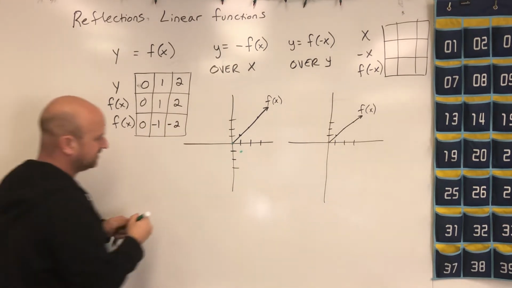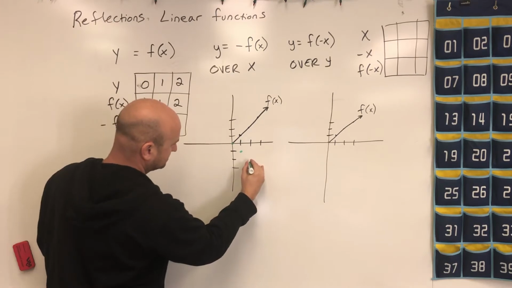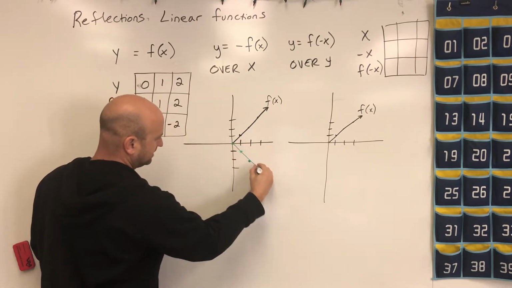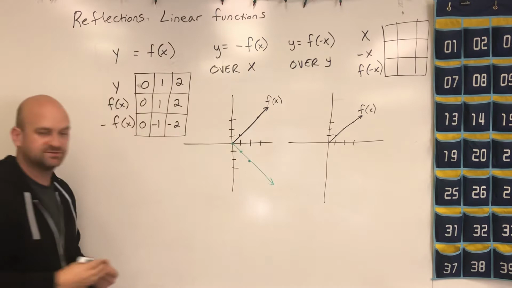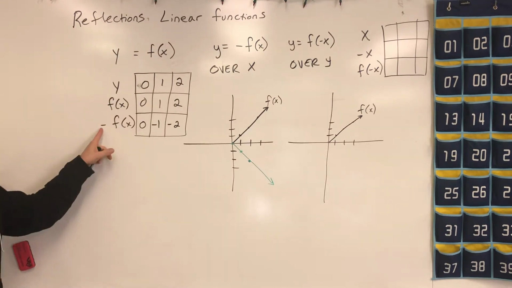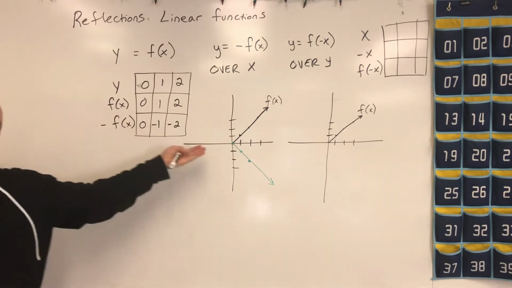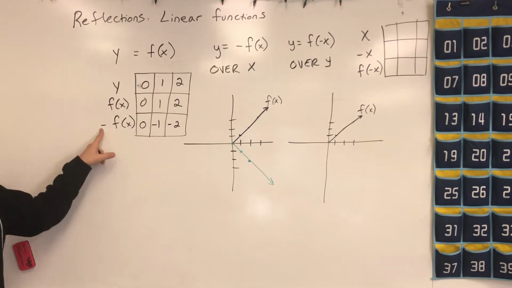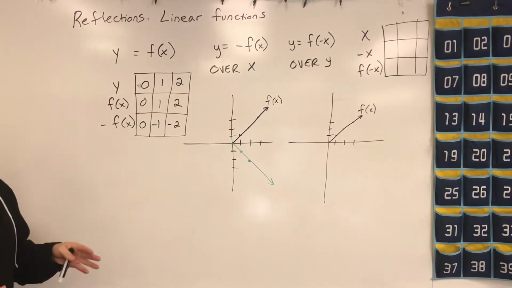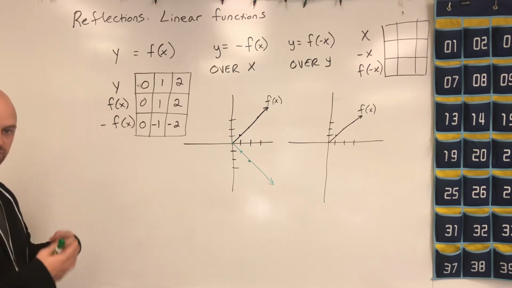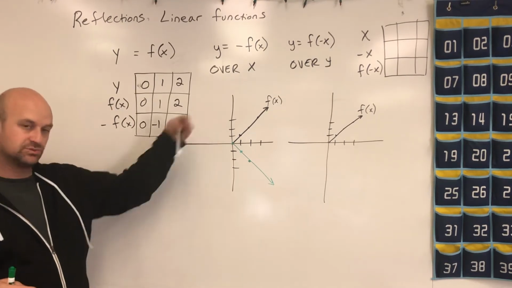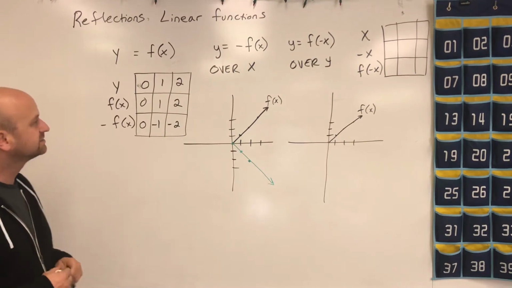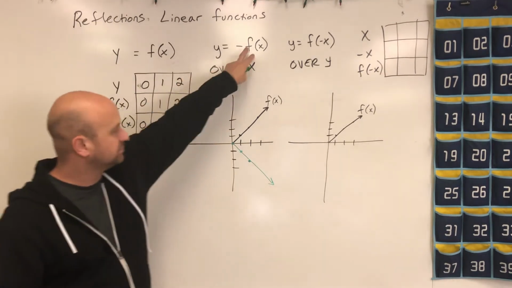So what ends up happening in this case is this original graph, f of x, if we take the opposite of f of x, we'll reflect it over the x-axis. So anytime there's a negative outside of the function, f of x or g of x or h of x, it is going to reflect it over the x-axis. All right, and that's what we show up here.